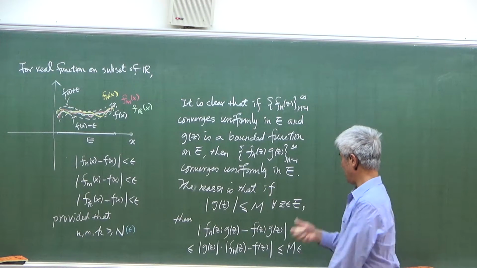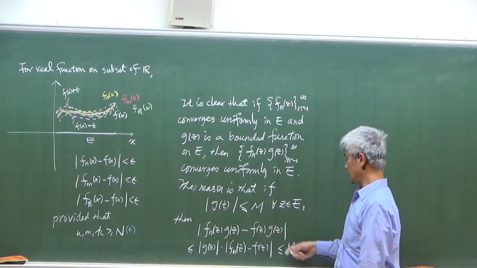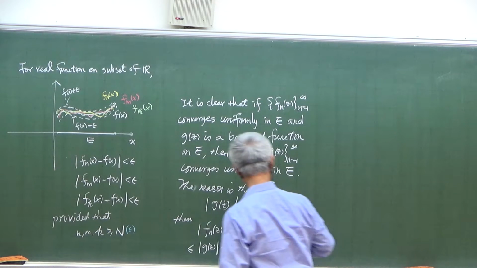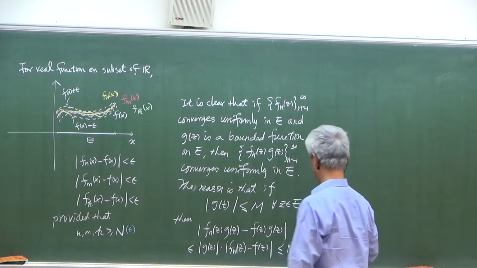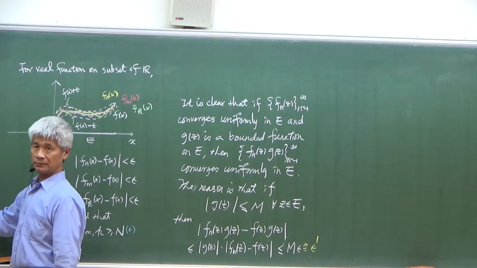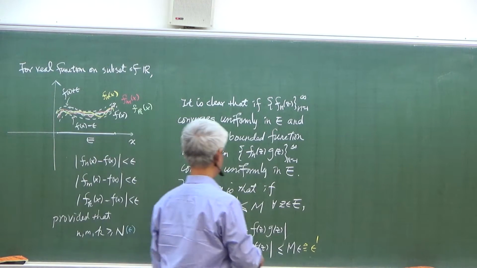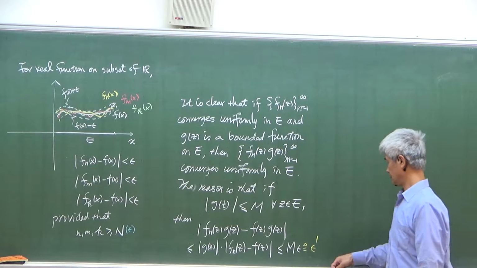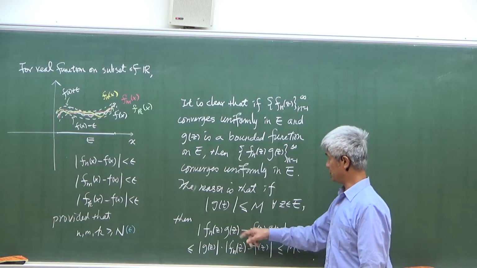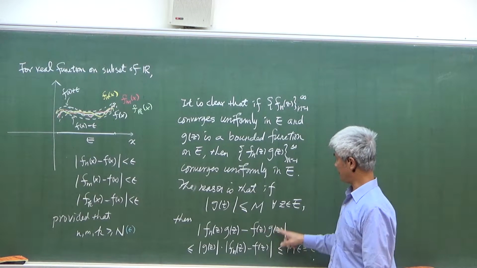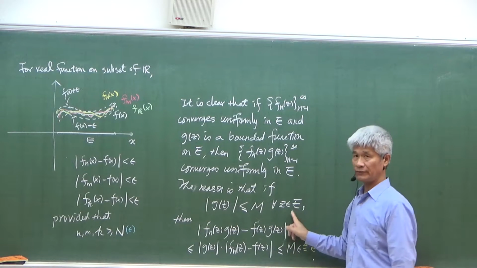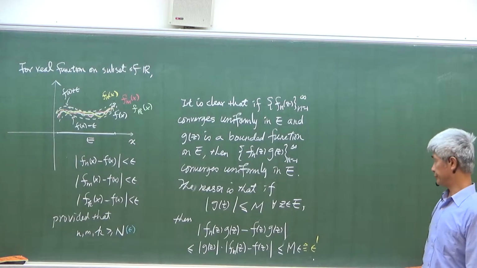So you can make epsilon quite small. If you want the precision to be small, we call this one epsilon prime. If you want epsilon prime to be very small, then you can find N big enough. So we can show that the convergence of this sequence to this limiting function will be uniform for every point z in the defining domain E. So this is the reason.